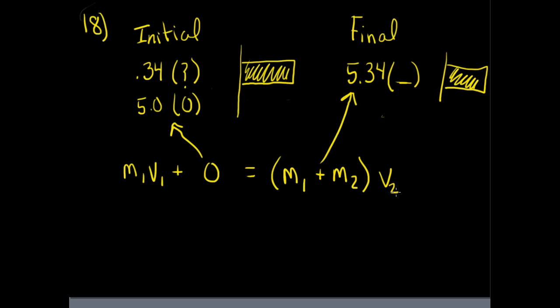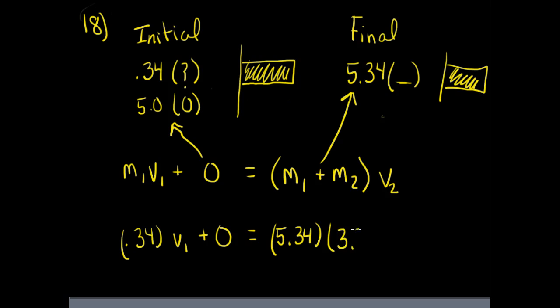The question then went on and said, determine the initial velocity of the bullet. The initial velocity of the bullet would be, plug and chug, 0.34 times v1 plus 0 equals 5.34 times 3.7. I should have put that in up there, 3.7, because that is given in the problem. So now we just solve this through algebra.